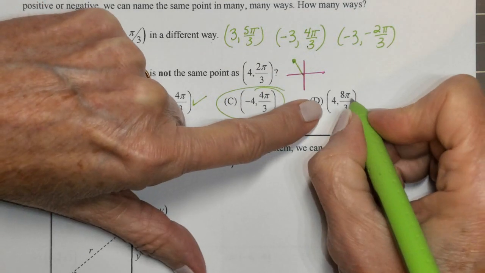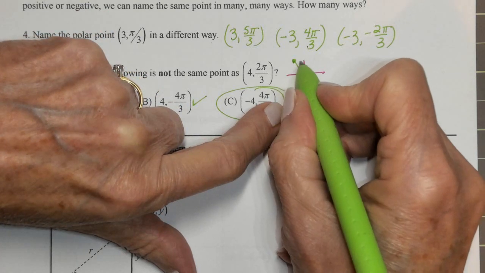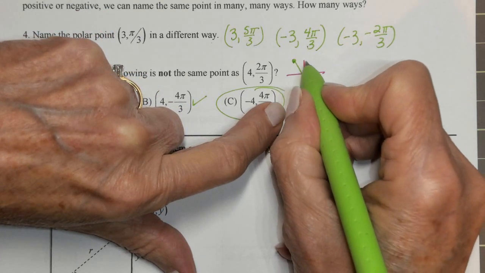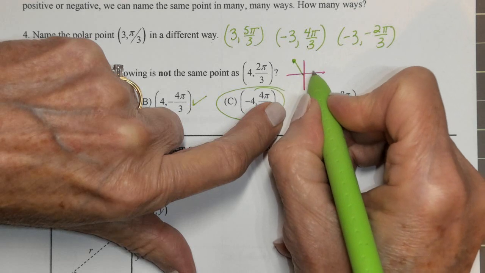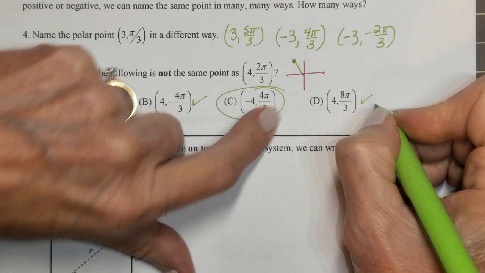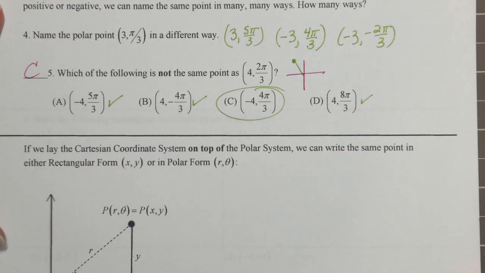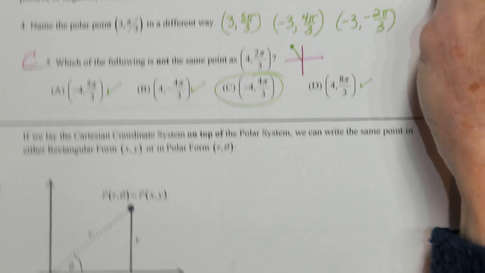If we go over here, 8 pi over 3. That is 2 pi over 3 and another, that is 2 pi and another 2 pi over 3. So that names the same point as well. So the correct answer here would be C. That does not name the same point.